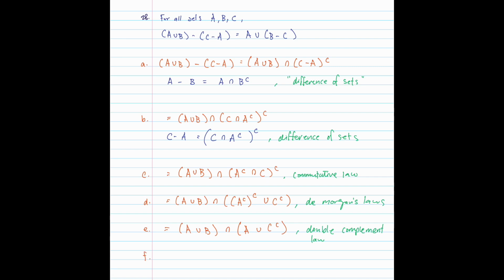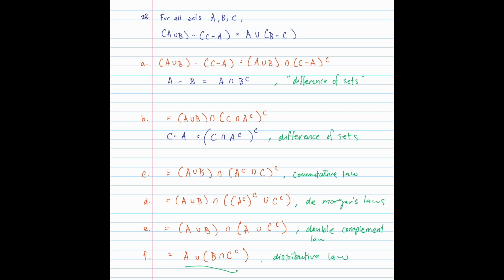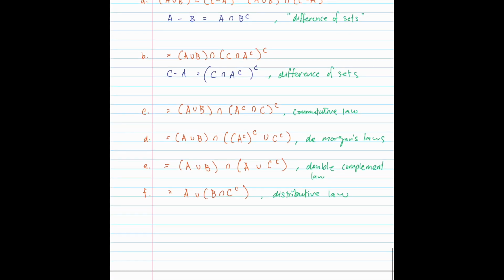Then finally they say A union B intersection C complement. It might not be so clear, but that is the distributive law. Kind of backwards though. Originally you would start with this and then you would unfold it into that, but they just went backwards. But it's the distributive law nonetheless.